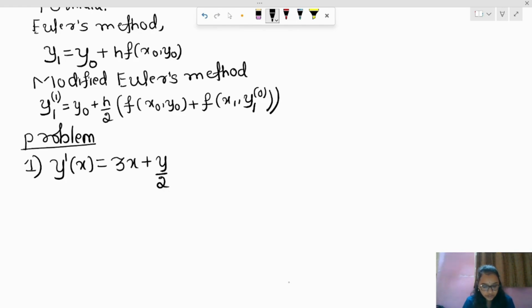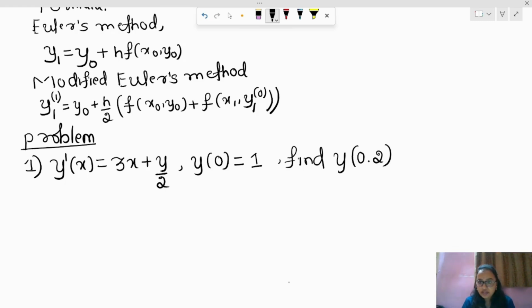This is also a very important question from your exam point of view, and this question is given in your model paper also. So they have given the differential equation y dash of x equals 3x plus y by 2, and the initial condition y at 0 equals 1, and they are asking us to find the value of y at x equals 0.2 with the common interval h as 0.2.